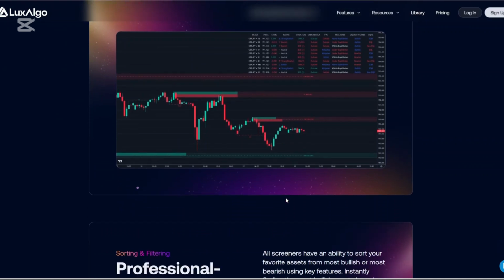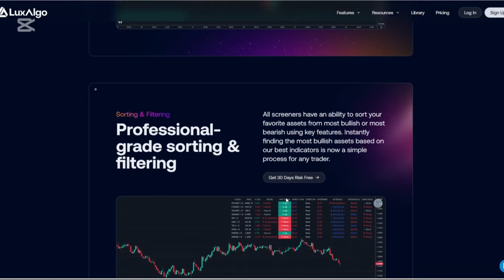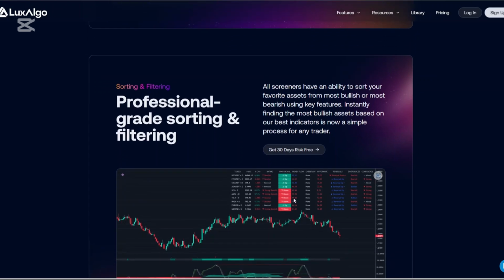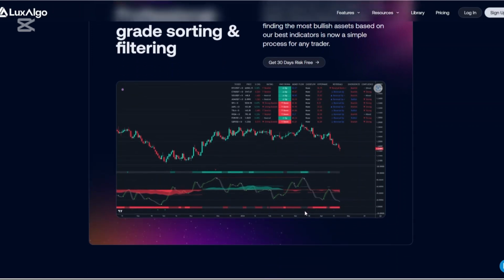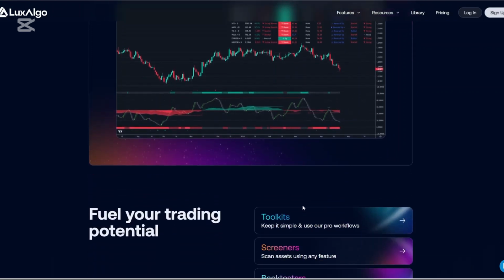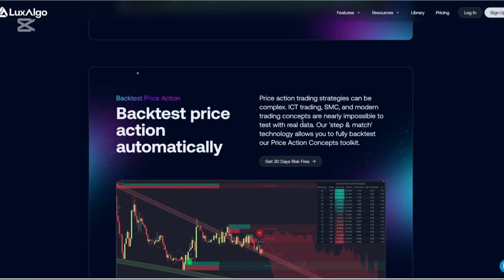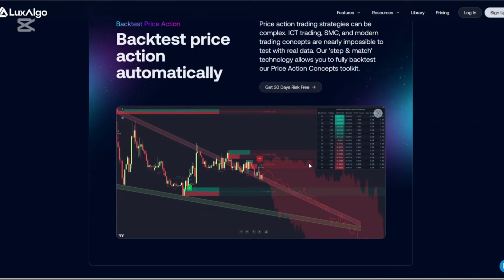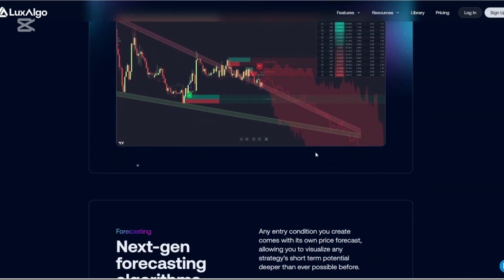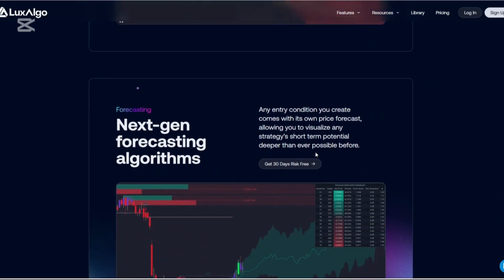The platform's emphasis on adaptability makes it suitable for traders who want to tailor their tools to specific market conditions. For crypto traders, both platforms offer valuable insights. And in the forex realm, LuxAlgo's multi-time frame analysis and backtesting capabilities might provide an edge, especially for those who rely on technical analysis and strategy optimization.